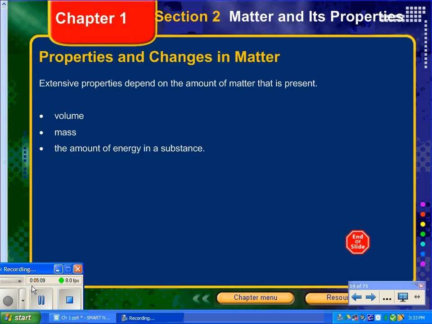All right, we have two different properties. We have extensive properties. This depends on the amount of matter that is present. So volume, mass, the amount of energy in a substance.